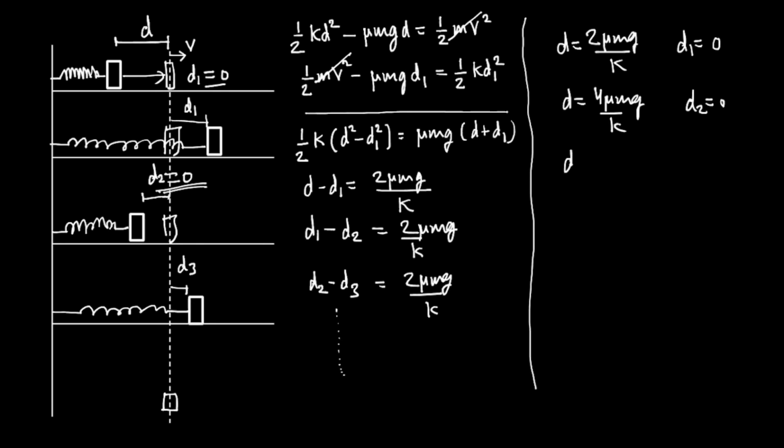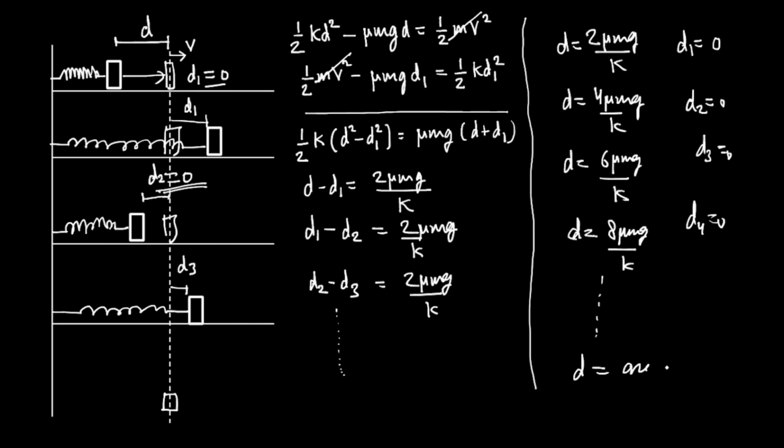Similarly, if you again try this, then you get d is 6μmg upon k, d is equal to 8μmg upon k. So for all these, here d3 is 0, here d4 is 0. For all these values of initial compression, the block will come to rest at the mean position only. That means there can be many different values of d, and the values of d are in AP. So you can identify which options are correct.